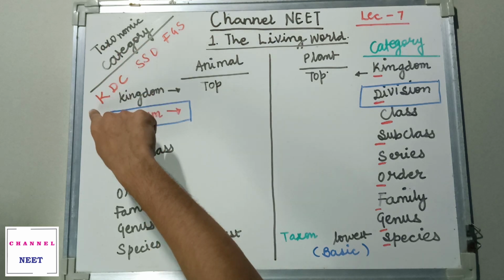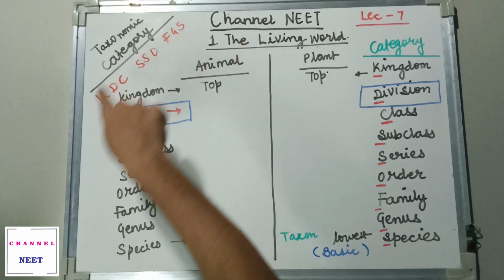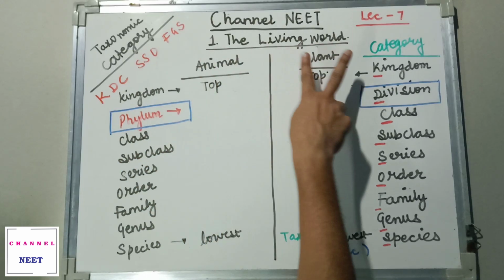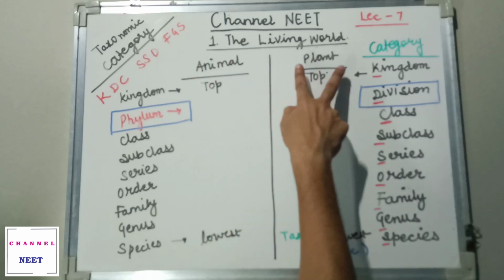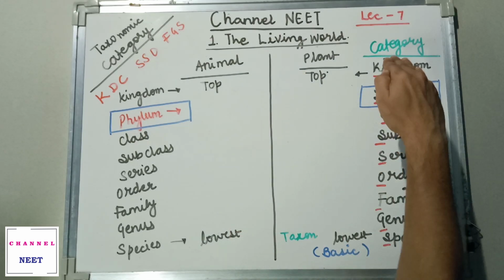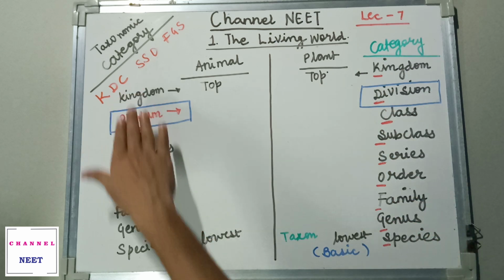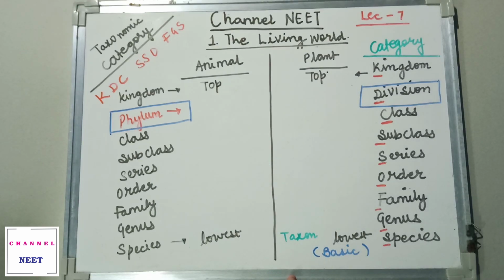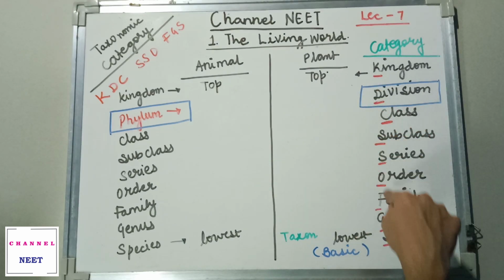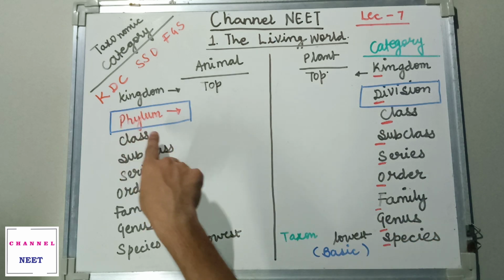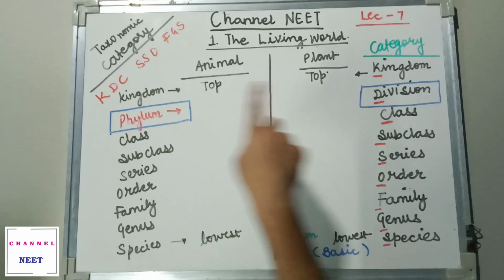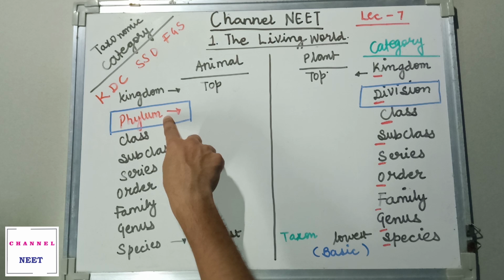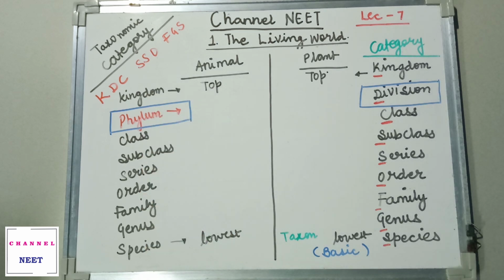Taxonomic categories, I made you aware of the sequence KDC, SSO, FGS. Then we tried to classify and distinguish either the animal or the plant. One side I have written the categories for animal classification and here for plant classification. So the sequence is KDC, SSO, FGS. In kingdom Animalia, while classifying the animals, the division is replaced by phylum and the rest are one and the same.